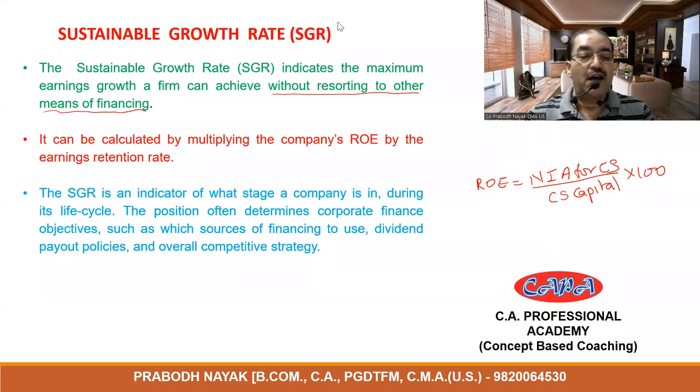So, the SGR is an indicator of what stage a company is in, what growth stage it is, and what is the rate of growth, if it is high, if it is low, and that will decide the corporate financing objectives. Okay? That will decide the leverage of the company. That will decide which source of finance to use, whether you should have more of equity capital, more of debt capital, right? Dividend payout policies, how much dividend you have to pay, how much you have to retain, and overall competitive strategy. So for this purpose, the SGR is an indicator at what stage the company is, that means at what growth stage it is. And accordingly, if you are requiring more capital, then how to raise that additional capital, if at all. Okay?